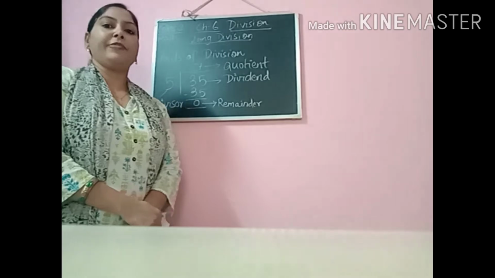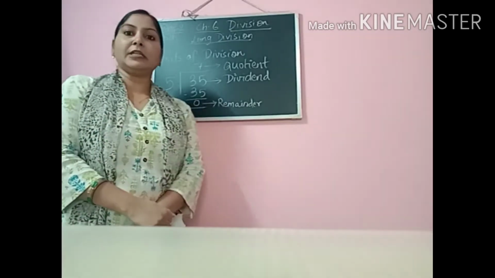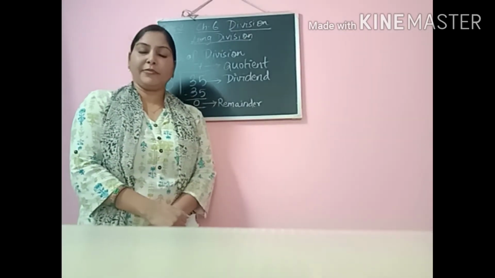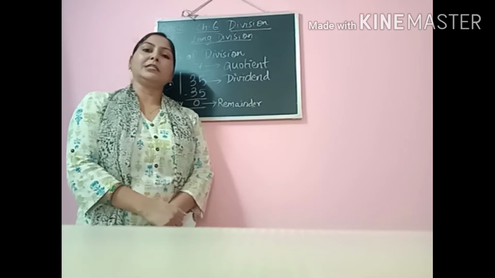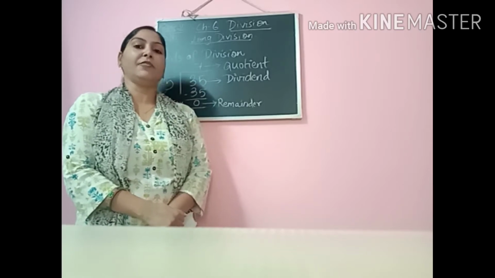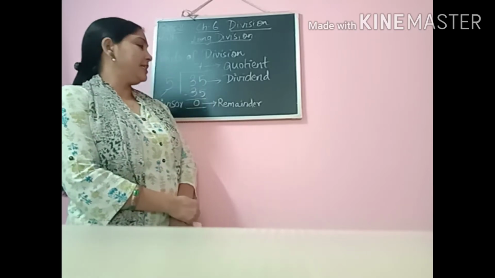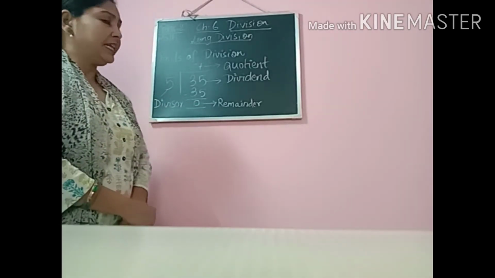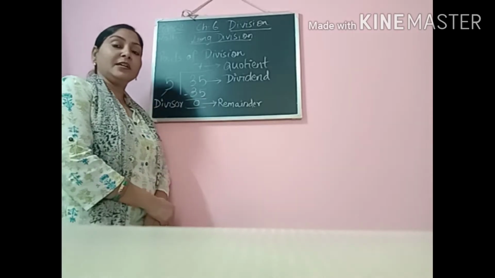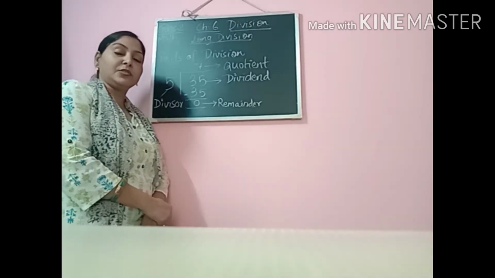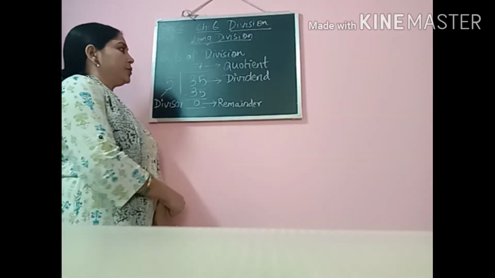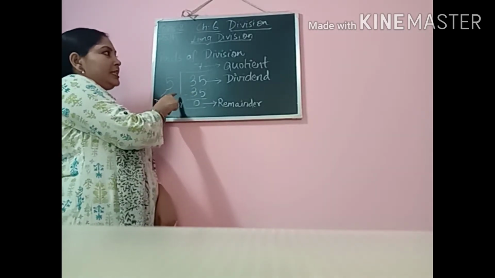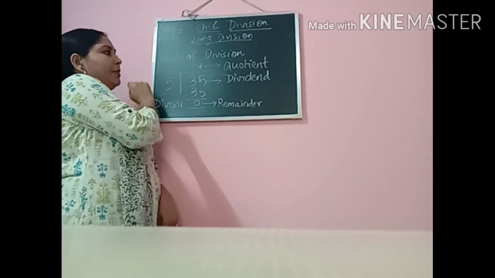Okay. So first, before we get into the steps of how to do division, let us try to understand the different parts of division. As you can see here, I have written one example on the board. The question is 35 divided by 5.